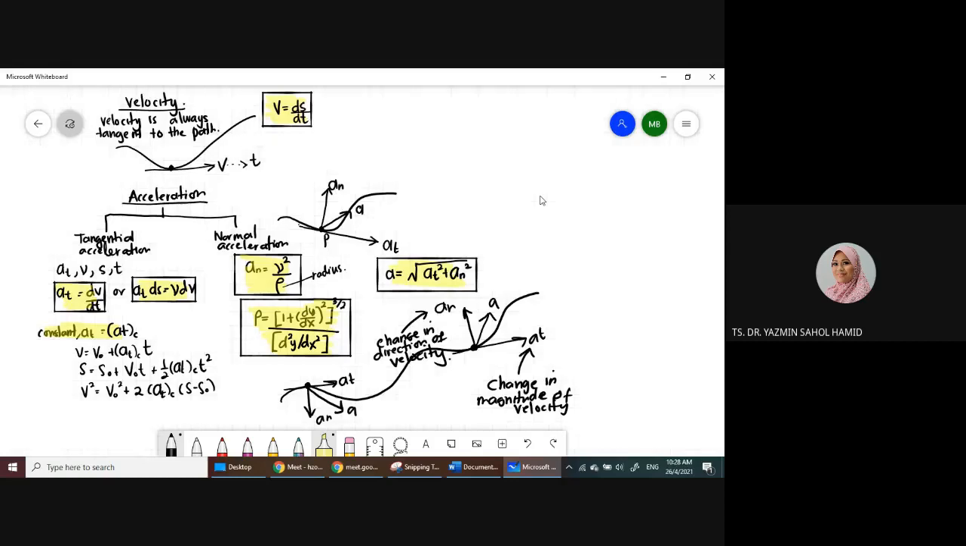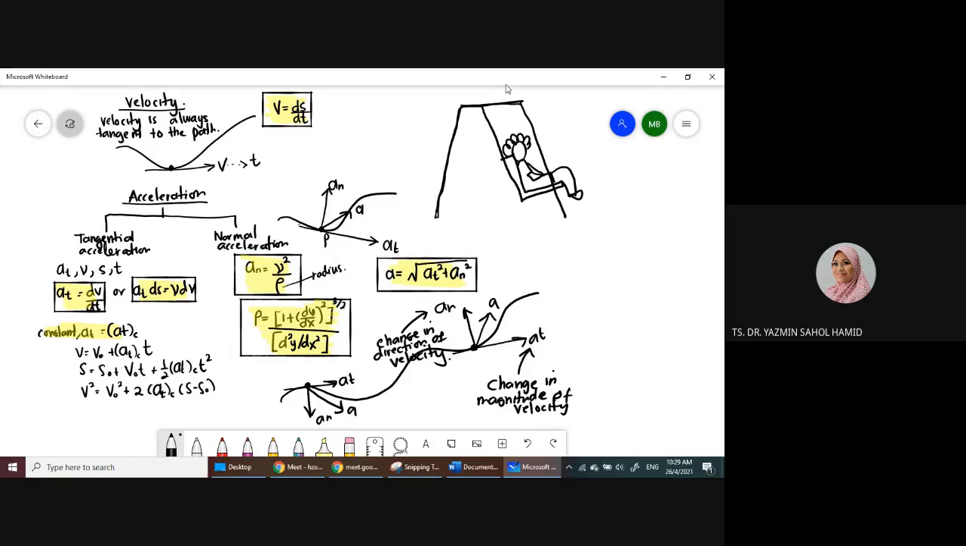A good example to represent this is a kid on a swing. Let's say you go to the playground and you have a swing. Let's draw a swing. So we have a kid swinging on a swing. Let's draw the boy or the girl on the swing.